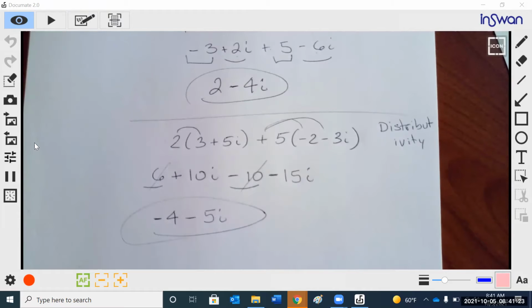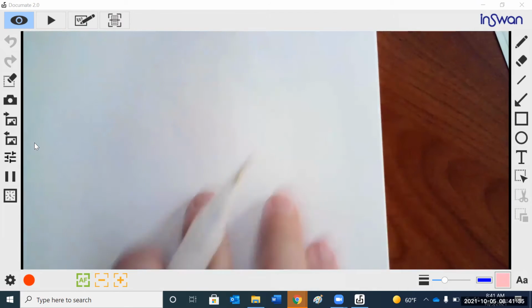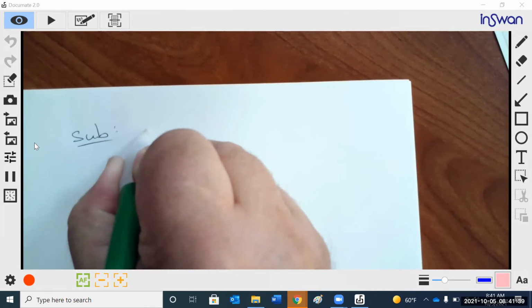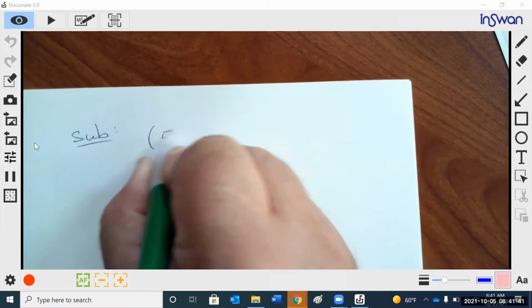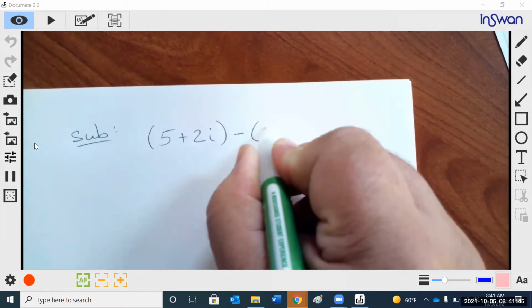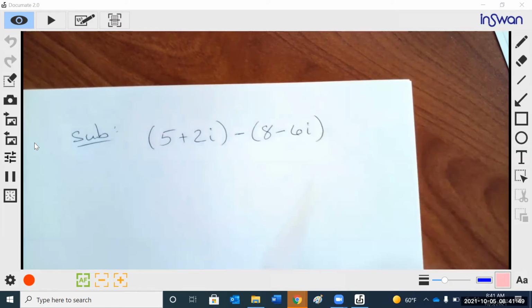We've done this stuff before with x's. If you have x's in there, it's the same thing. Okay, that's addition. Subtraction is the same thing we've always done. (5 plus 2i) minus (8 minus 6i).